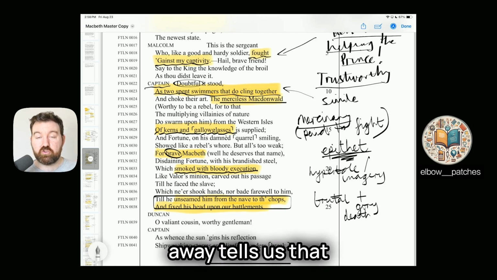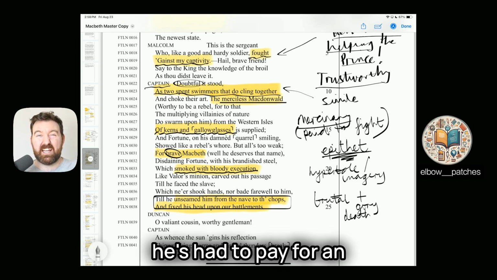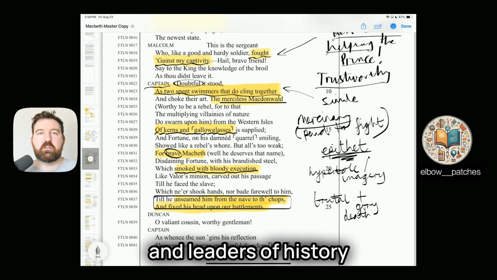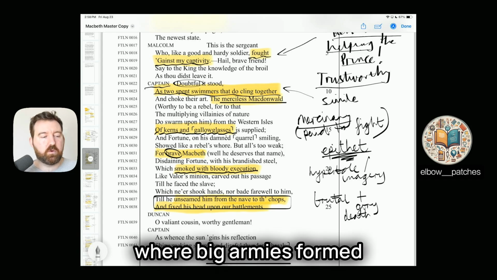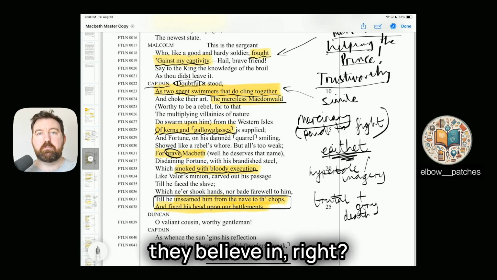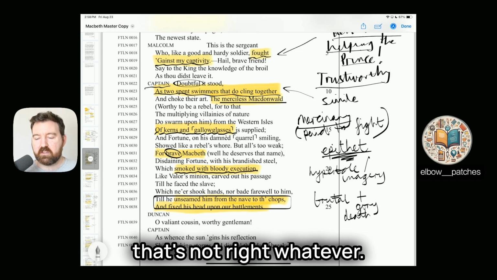So that straight away tells us that Merciless MacDonald can't be that popular if he's had to pay for an army to fight for him. It's not like some of the famous heroes and leaders of history where big armies form behind them and they fight for what they believe in, right? Fight against oppression, fight against something that's not right, whatever.